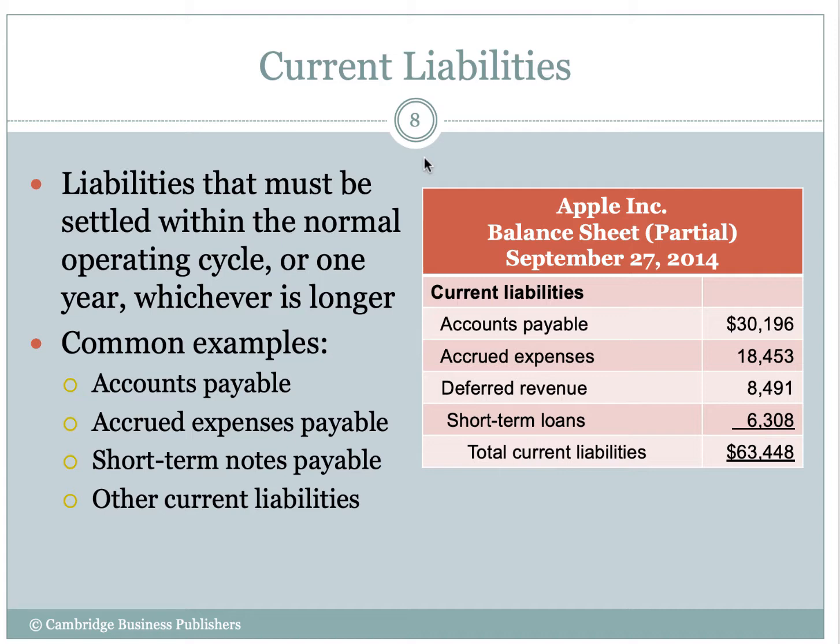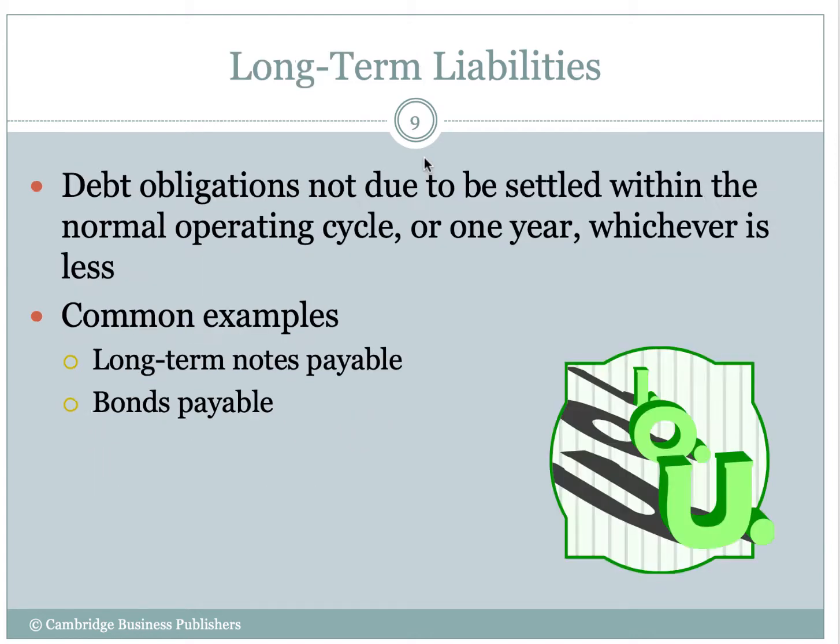So we have things like accounts payable. We already saw what accounts payable are, right? Accrued expenses. We just got done talking about the accrual basis of accounting, so we know what accrued expenses are. Deferred revenue, right? We know what deferred revenue is. Any short-term loans, those are all examples of current liabilities. Why? Because we expect each of these obligations to be settled within the year or the operating cycle, whichever's longer.